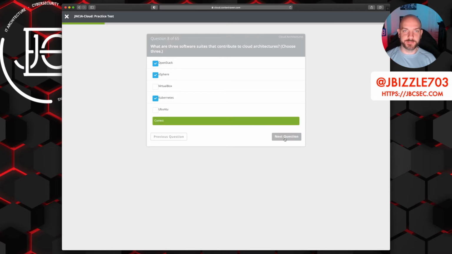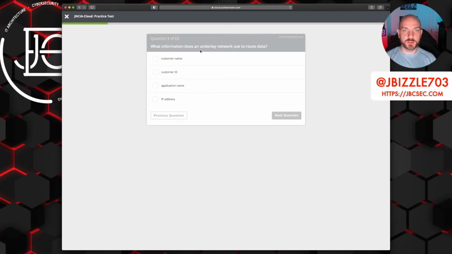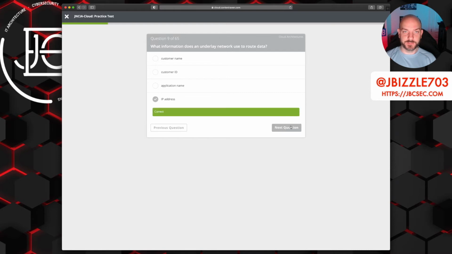All right. What information does an underlay network use to route data? Customer name, customer ID, application name, IP address. Well, underlay network, as I mentioned, is what that software-defined network or overlay network rides on top. So it's your basic infrastructure. So let's go with IP addresses. Okay.